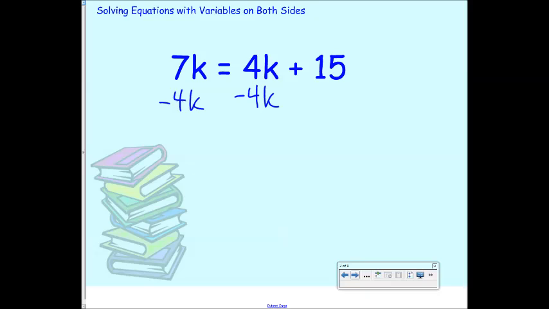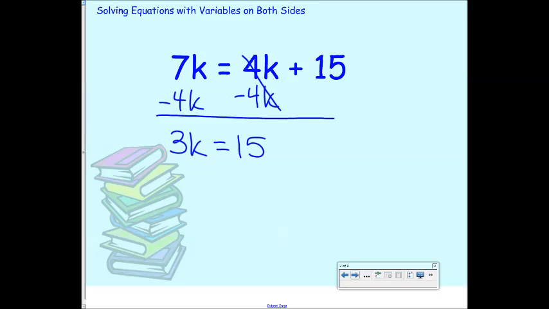just like I would do if it were a whole number. I move it as if it's a whole number, except I have to move it all together, so I keep 4k together. What happens to it here? Goes away, so all I have left on the right side now is what? 15. And then over here, what do I have? Exactly. How come I had to subtract the 4k from the 7k and not the 15?